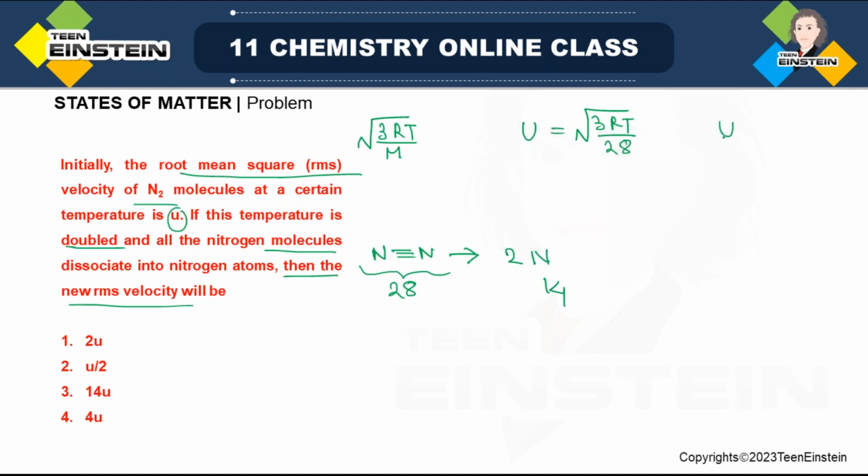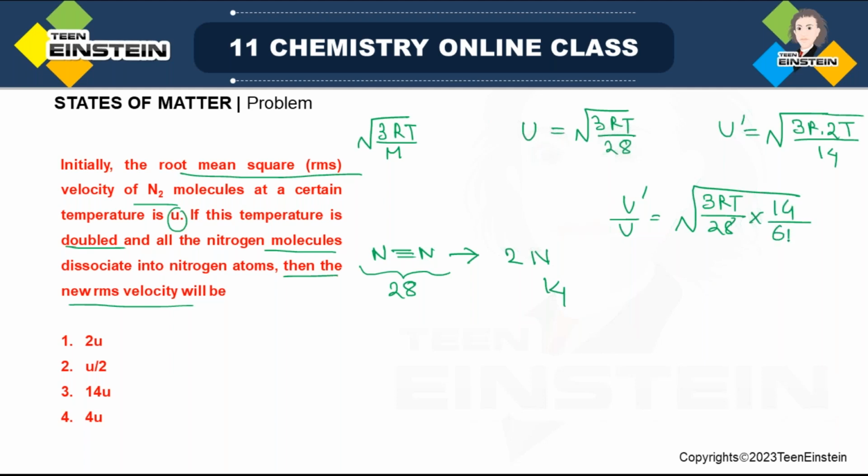But the final u, suppose u prime, is now 3R into 2T, because you have increased the temperature. And instead of writing 28, now we will write 14. Now take the ratio of these two. I will keep all the quantities inside this root. So it is 6RT now. Sorry, let me write it clearly. I have written a wrong ratio.